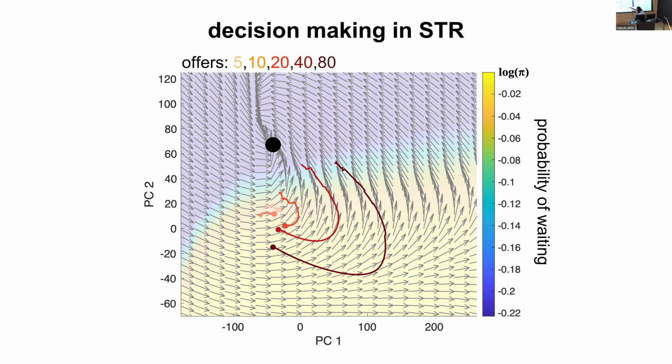So different reward offers put you at different initial conditions, and that takes you on paths that are either short or circuitous towards the region where you're deciding to opt out. So that means that if I'm getting a good reward, I'm more likely to stay. If I'm getting a crappy reward, I'm more likely to opt out quickly.